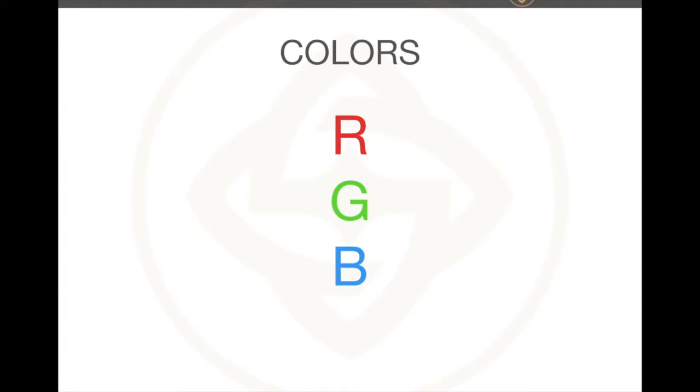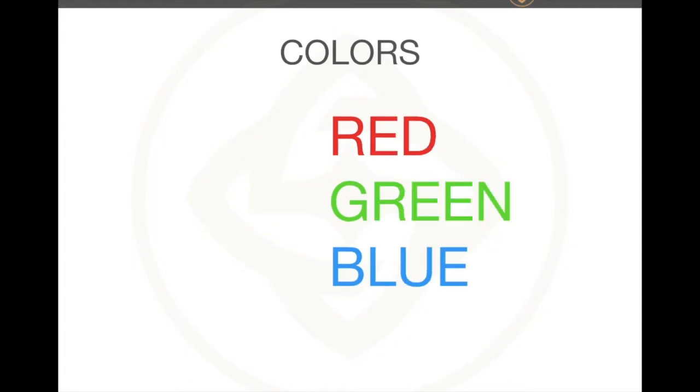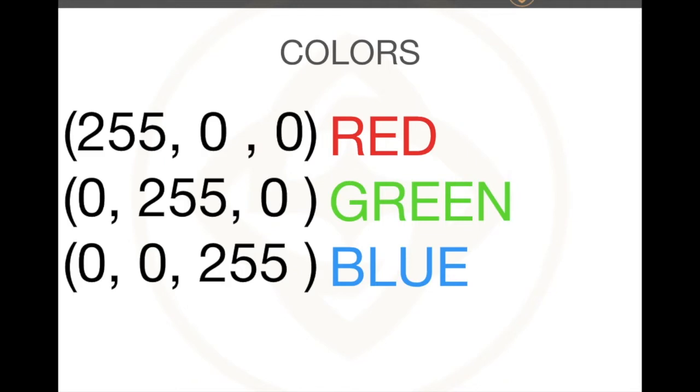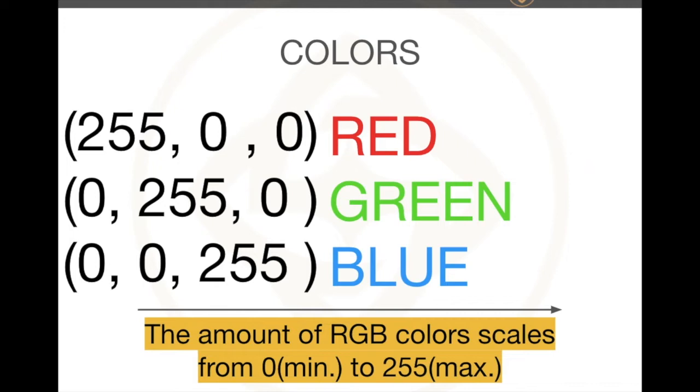Colors are defined in a list of 3 colors: red, green, and blue. So according to the saturation of each color, you'll get a new one. For example, maximum saturation of red color and zero saturation of the other two will create red color. So it goes with green, blue, and so on. The amount of RGB colors scales from 0, which is the minimum value, to 255, which is the maximum one.